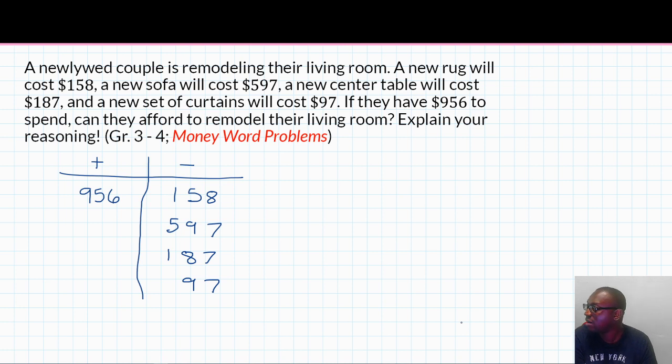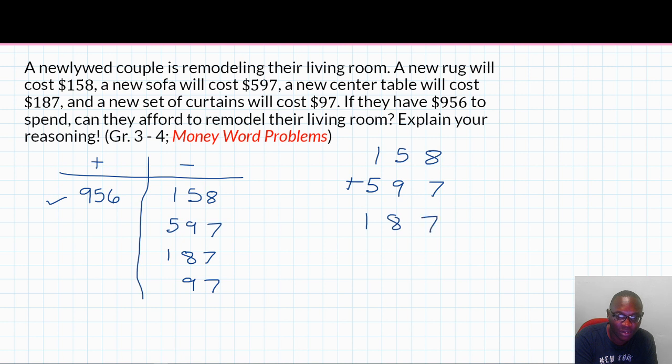So what we're going to do here is to find out how much they have and how much they're planning to spend. So we already know what they have. This is what they have right here. So let's go ahead and find out how much they are planning to spend. So we have 158 plus 597, and then we have 187, and then we have 97, and we're going to put a 0 here just so we have 3 digits on each row. And so we add all the numbers starting from the right hand, the ones column, so the rightmost column.